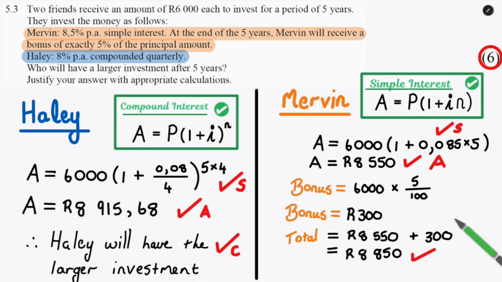And wrapping this question up, your 7 marks: 2 for substitution over there, each respective A value gets a mark, the total for Mervyn gets you a 5th mark, and the conclusion gets you your last mark.